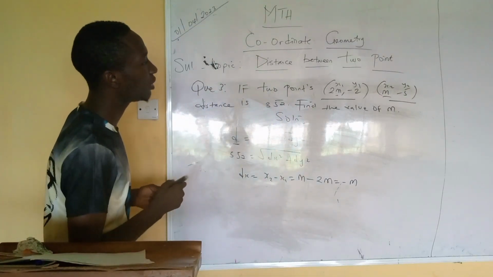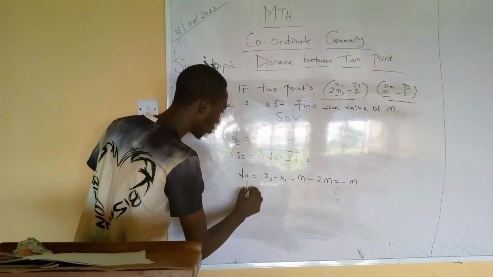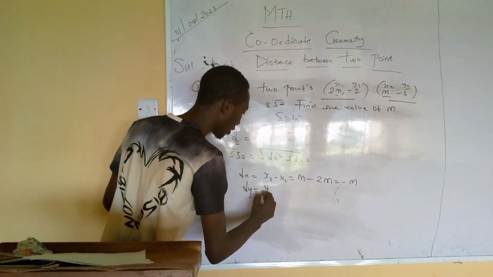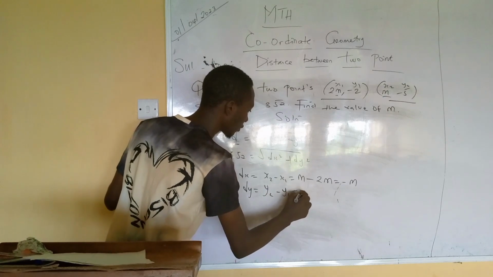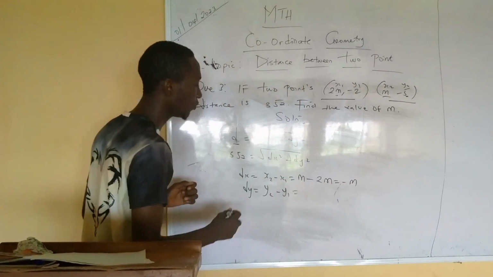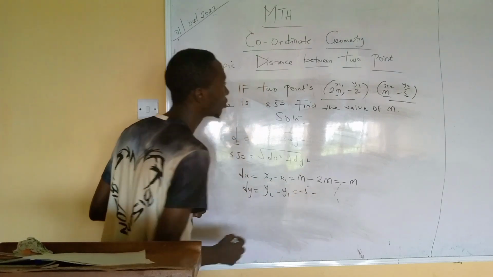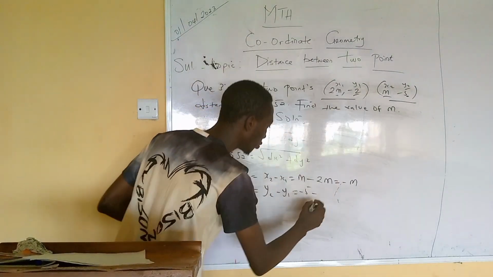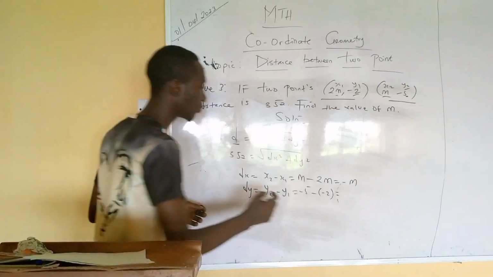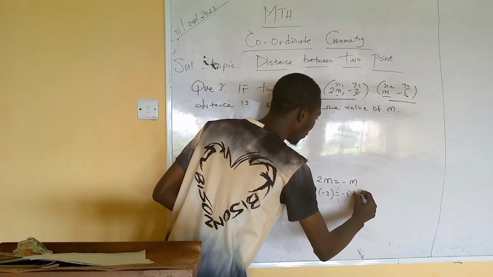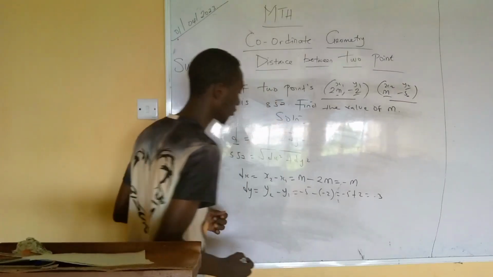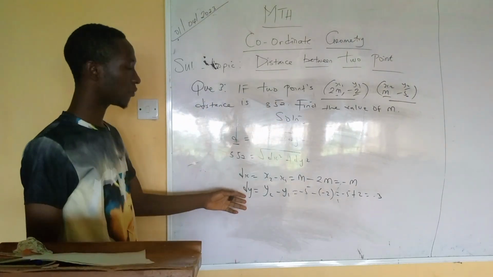Now we move down to the next, change in y. Change in y is y2 minus y1. Now y2, we pick the value for y2, minus 5, minus y1 is minus 2. We put it in bracket, minus 2. Now minus times minus is plus. So it becomes minus 5 plus 2. Minus 5 plus 2 is minus 3. Now we have gotten our change in x, we have gotten our change in y.